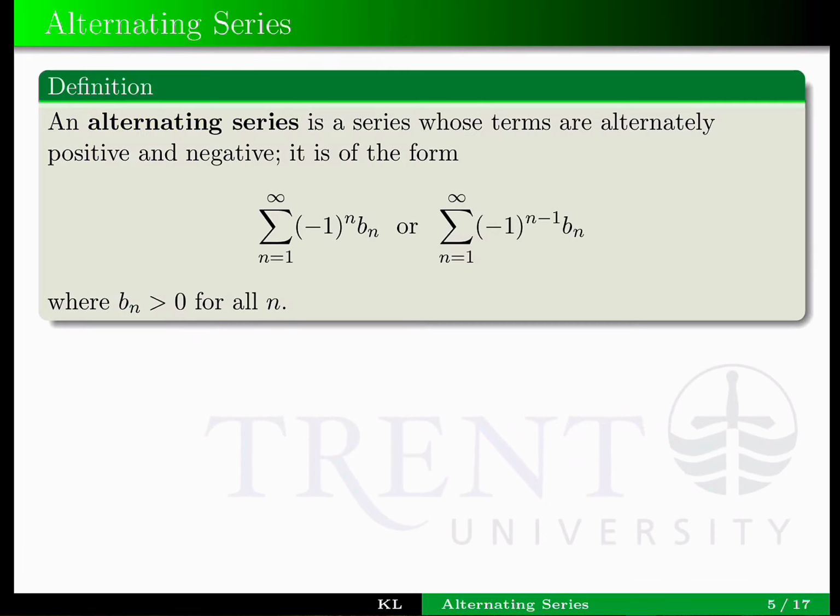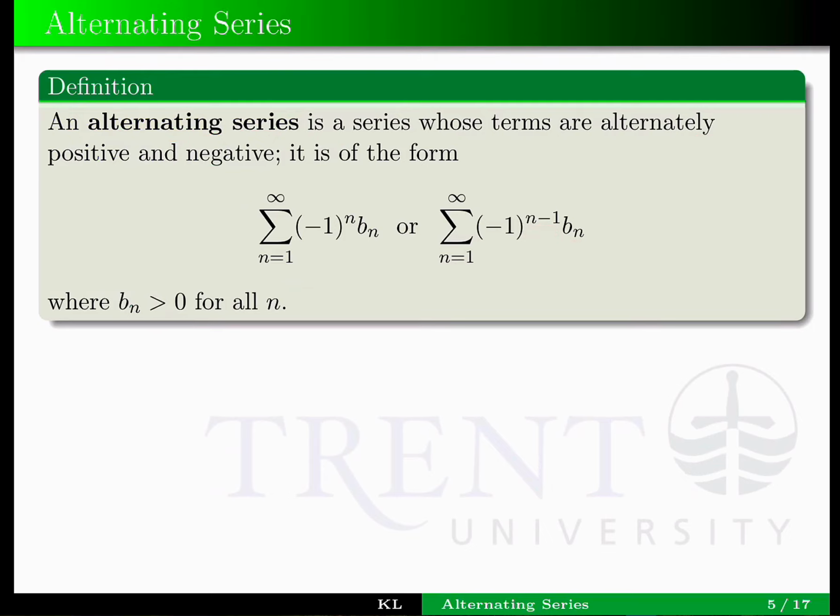So now, what I'm going to do is define another type of series. Here, we have an alternating series. It is a series whose terms are alternately positive and negative. Okay? So the terms alternate in signs. It will be of the form sum from n equals 1 to plus infinity of negative 1 to the n bn, or sum from n equals 1 to plus infinity of negative 1 to the n minus 1 bn, where bn is positive for all n.